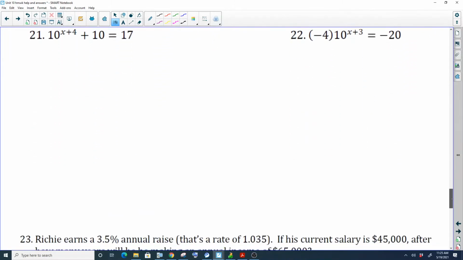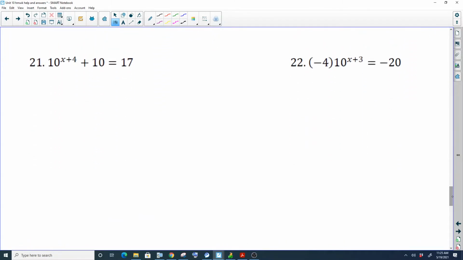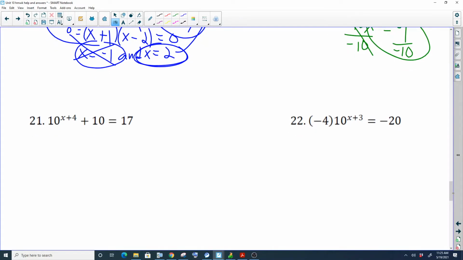Okay, so we're going to jump down. So this is going to be solving exponentials. A little bit easier than 15 and 16, but still got some steps to it. So basically, you got to get everything to the other side first. So we're going to minus the 10, because we're trying to solve for x.